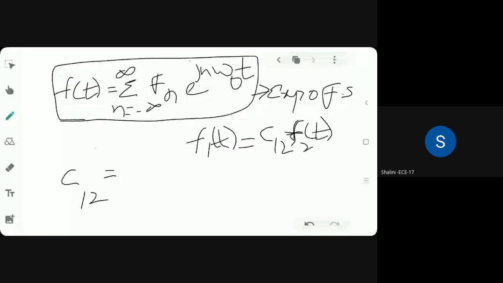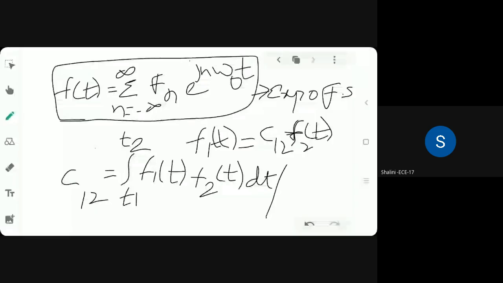Okay, ma'am. Thank you. So what is the C12 formula? C12 equal to integral T1 to T2 of F1 of t into F2 of t dt, by integral T1 to T2 of F2 square of t dt. Right.